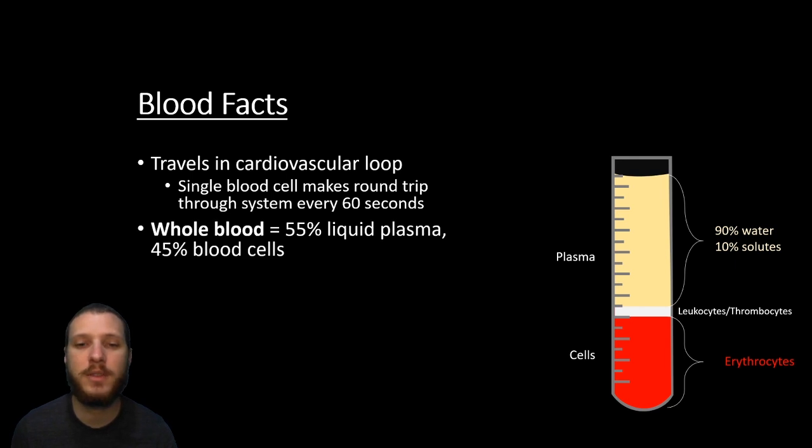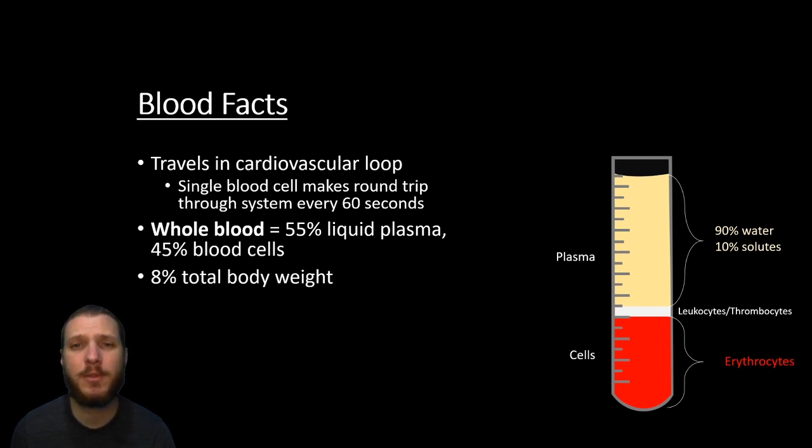When we look at the components of blood, it's going to be about 45% red blood cells, and a small percent of white blood cells and thrombocytes, those clotting factors. And then all these cells are going to be transported in a liquid medium, which we call plasma. The plasma is what carries these cells around the body. And that's going to be about 90% water and 10% solute, so things dissolved within that plasma.